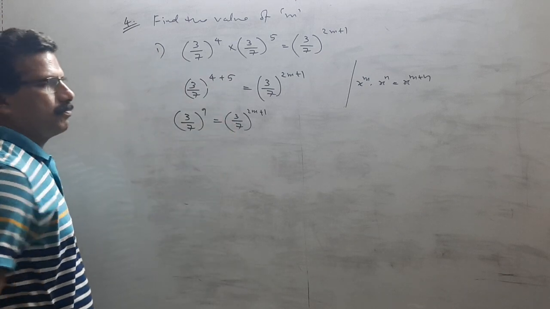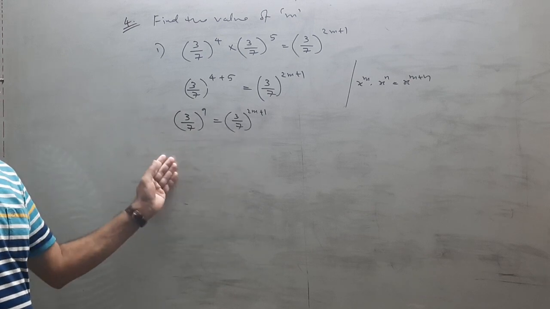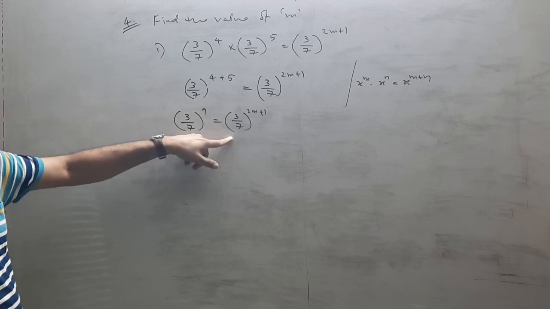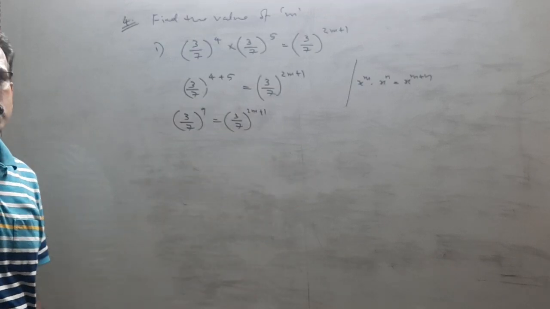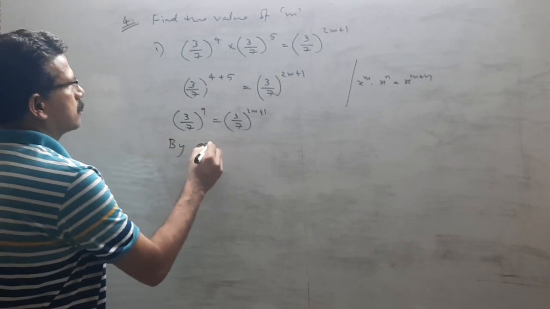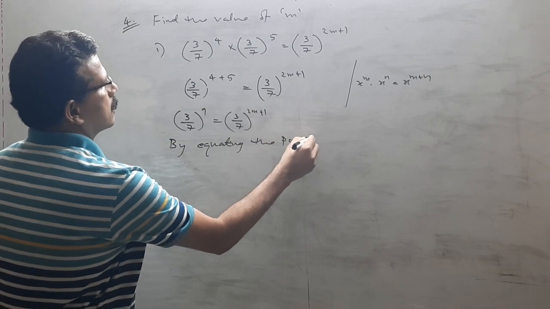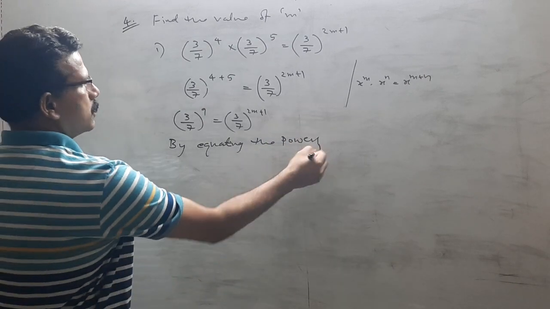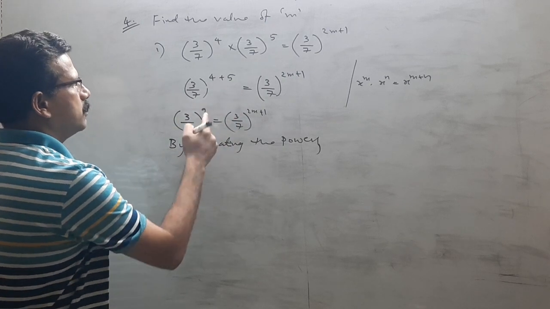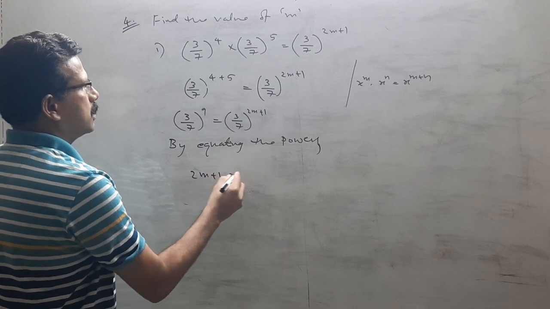Now what we can see? Base exactly same. And two things are equal, left side equal to right side. These two things are equal and the base is equal. That means automatically we can say power is also equal. So we can say the word by equating the powers, because two things are equal, whose base is same, so power has to be equal. We can say 9 equal to 2m plus 1. 2m plus 1 equal to 9.